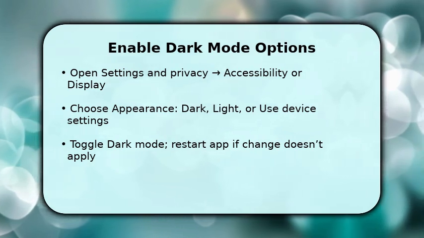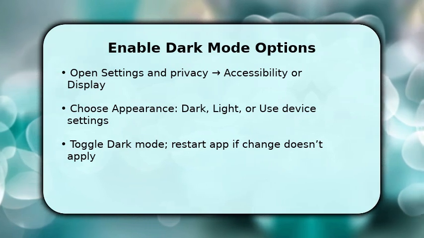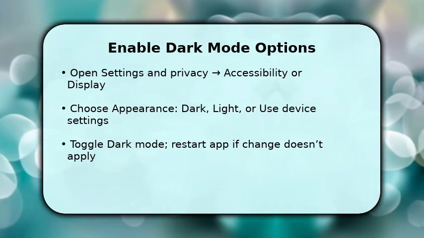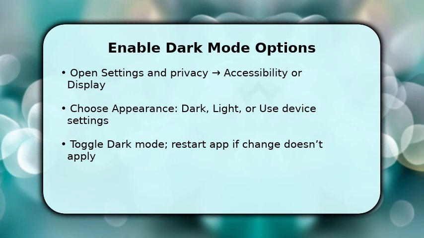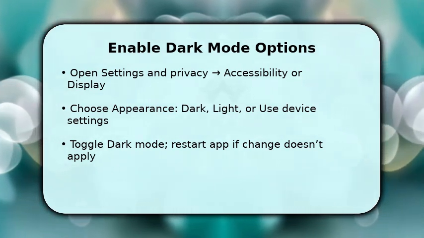Select Dark for app-only dark mode to force TikTok's UI to switch. Choose Use Device Settings if you want TikTok to follow your phone's theme. If the change doesn't appear immediately, close the app fully and relaunch it. That refresh often resolves lingering UI cache issues.